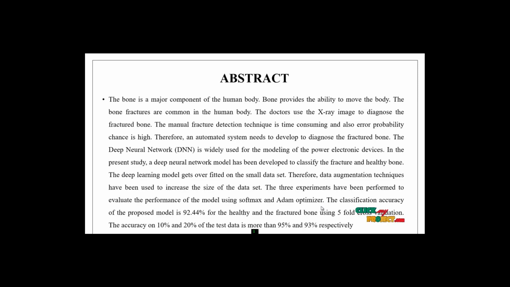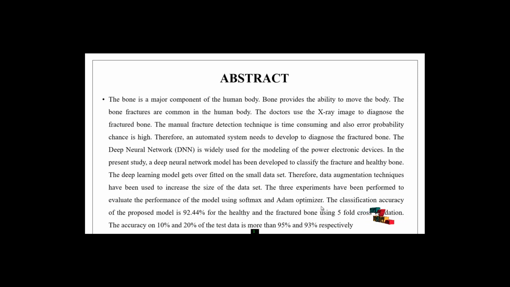Manual fracture detection is time consuming, and the probability of error is high. Therefore, an automated system is developed for the diagnosis of fractured bone. We trained a deep learning CNN algorithm model. With this, we classify healthy bone and fractured bone.